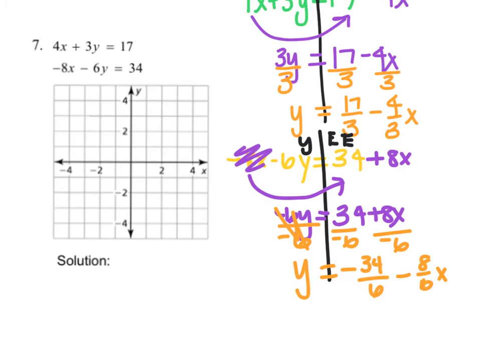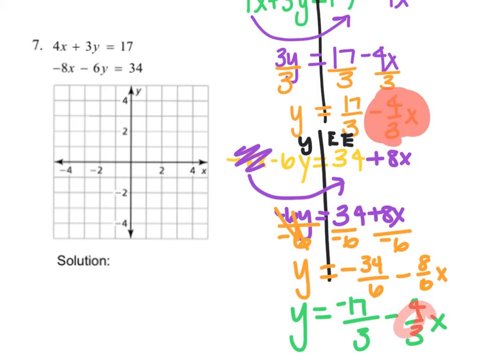So when I reduce negative 34 over positive 6, I can divide both those by 2, and I get negative 17 over 3. And then if I divide a negative 8 by 6, I'm going to reduce that, and I'm going to get a negative 4/3 x. So what I want you to notice about these two is that if you were to look at their slopes, remember the slope is the number in front of x. This one has a slope of negative 4/3, and this one has a slope of negative 4/3. So they have the same slope.